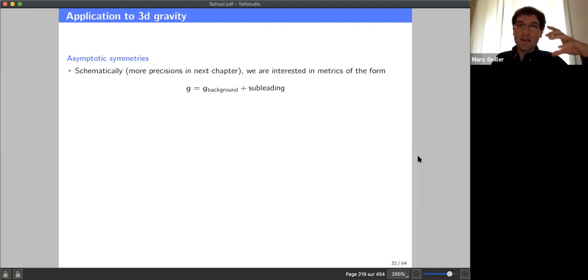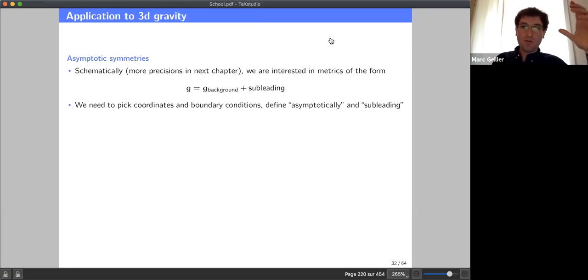So schematically, what we want to do, and we'll make this more precise in the next chapter, is study families of metrics of a particular form. For example, something you have probably heard of: asymptotically flat metrics. So we want to consider metrics which are specified by some kind of background, like a flat metric, but allow for controlled deviations from these flat metrics. Schematically, I write this as a metric which is g background plus subleading corrections.